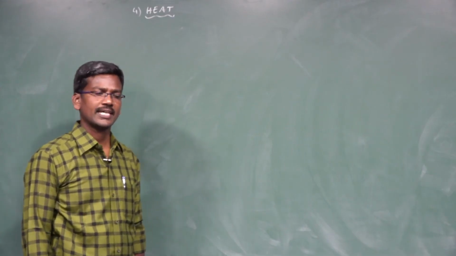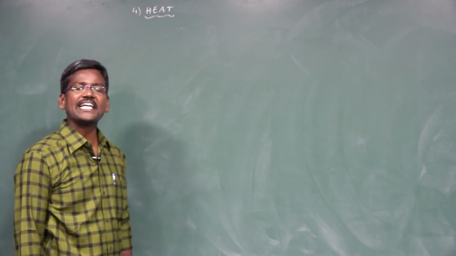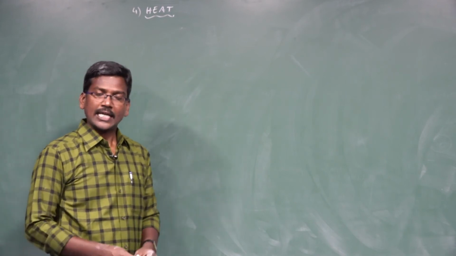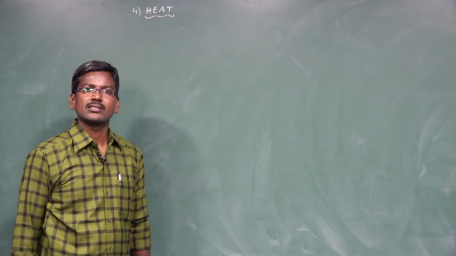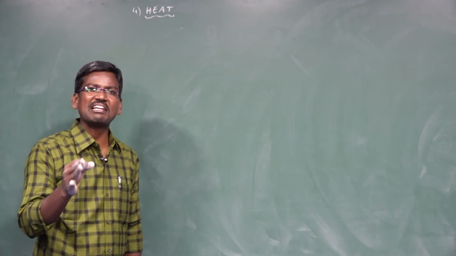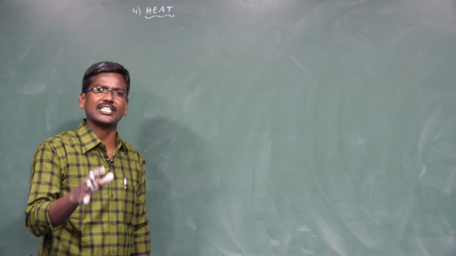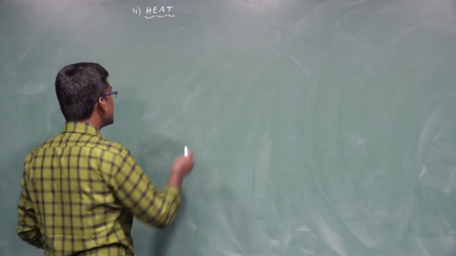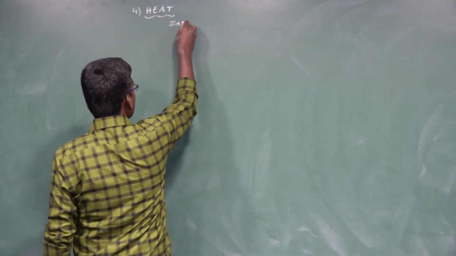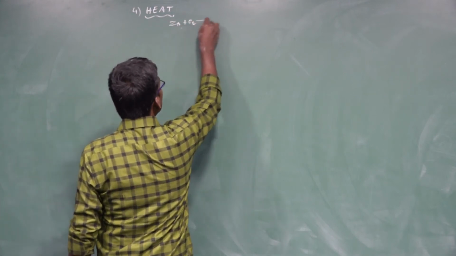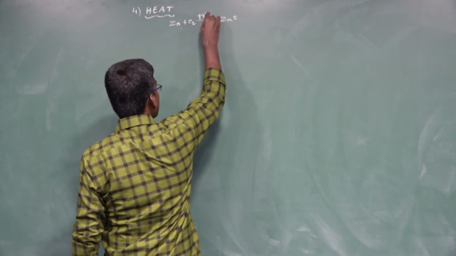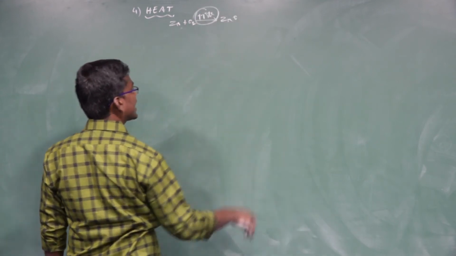Next topic, heat. Heat is measured in terms of temperature. Temperature is one of the parameters used to increase the rate of reaction. A number of chemical reactions take place in the presence of temperature. For example, zinc metal burns in air to produce zinc oxide, ZnO, when heated at 773 Kelvin.